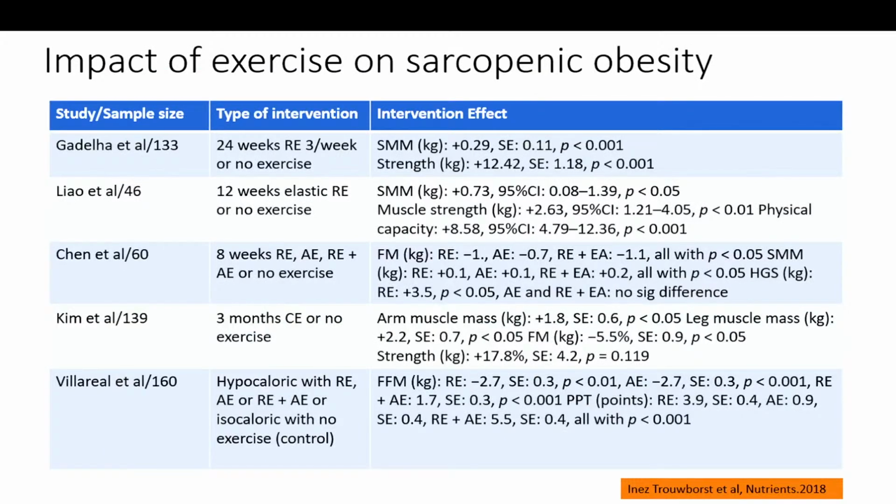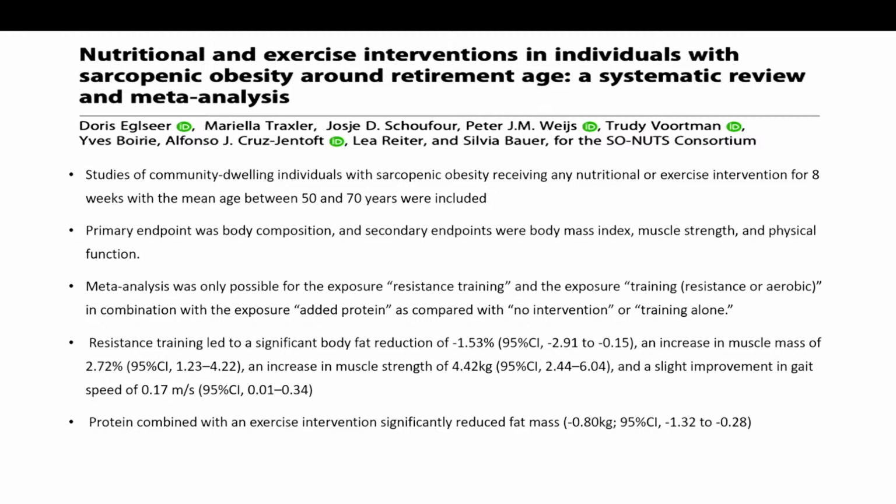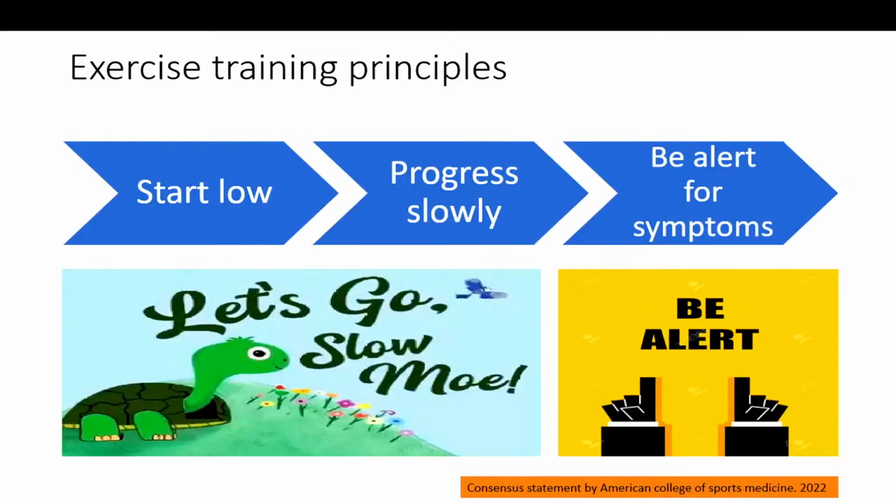But when it comes to the geriatric population, we do have studies that show an impact of exercise on sarcopenic obesity, causing a decrease in body fat as well as an increase in muscle strength and function. Similarly, this latest meta-analysis published this year also showed that resistance training led to a significant body fat reduction as well as an increase in muscle mass, muscle strength and gait speed, which are markers of frailty and sarcopenia.